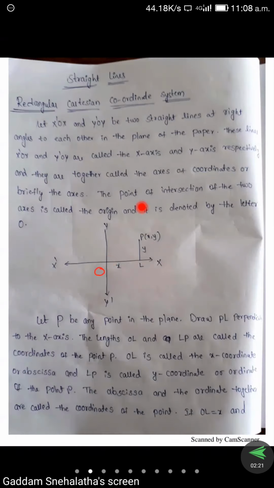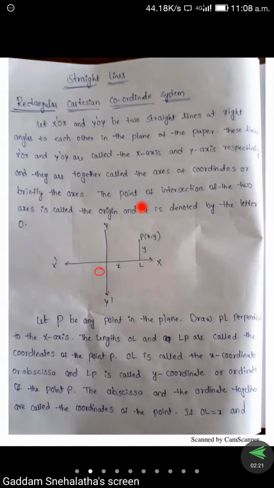And next, what is given? Let P be any point in the plane. So here I am taking the point P. These all are planes. So in this plane I am taking one point, that is P.